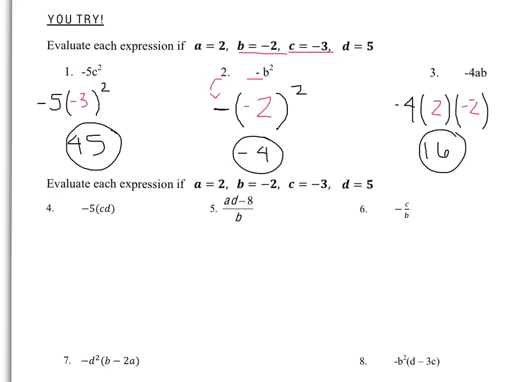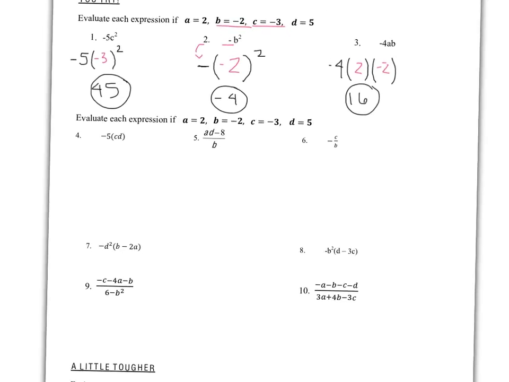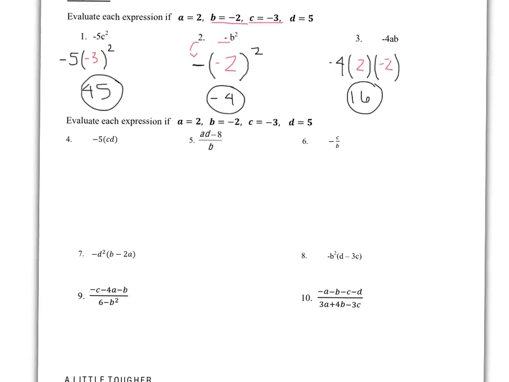All right, here are your answers. You should have gotten 45 for 1, -4 for number 2, and 16 for number 3. I want you to try a couple more practice just to make sure that we're getting the hang of it. So try these next 4 practices. Go ahead and try practice 4, 5, 6, and 7. Pause the video and then press play when you're ready.